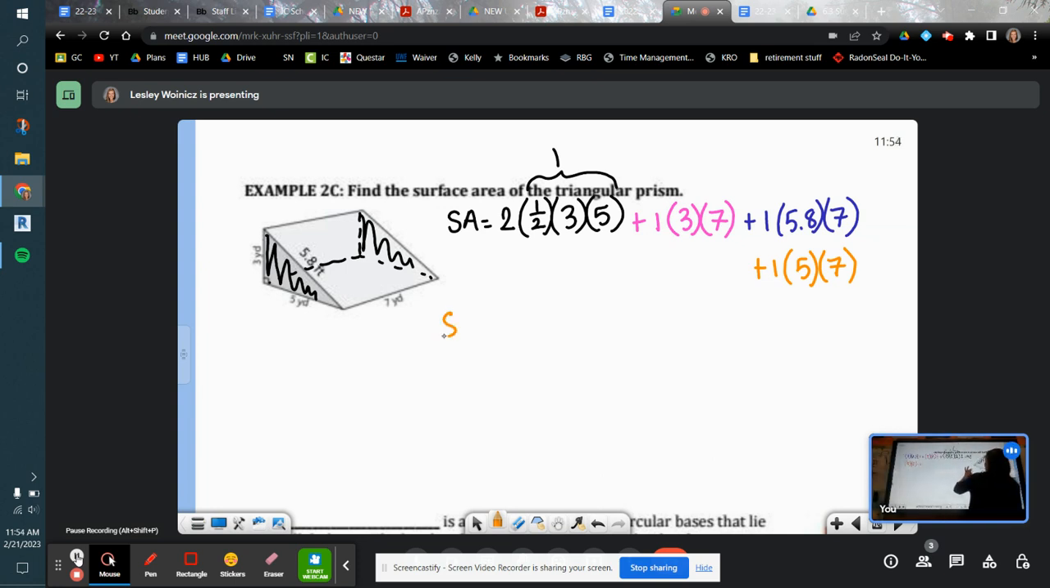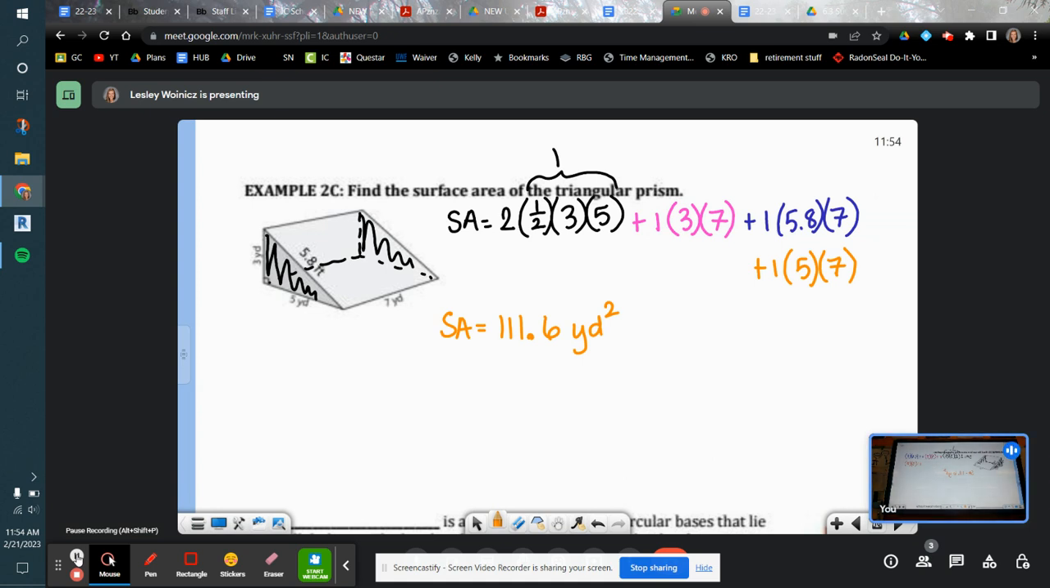Okay. Surface area equals 111.6. Is it 6 repeating? It just says 111.6, nothing else after it. Okay. It's yards squared. Thank you.